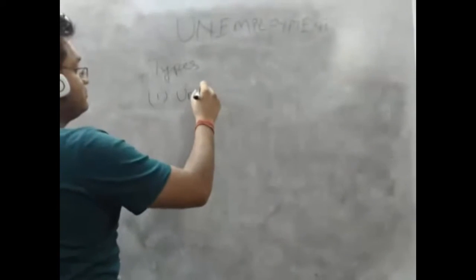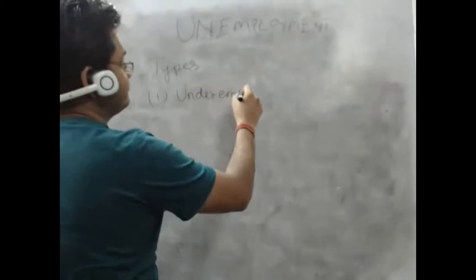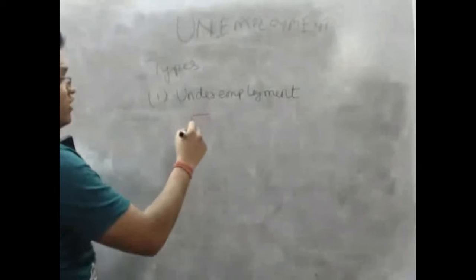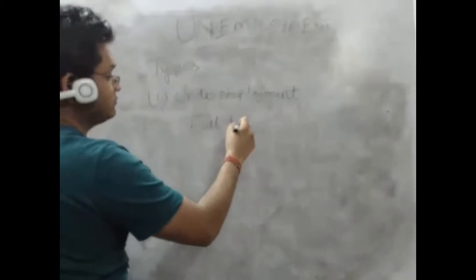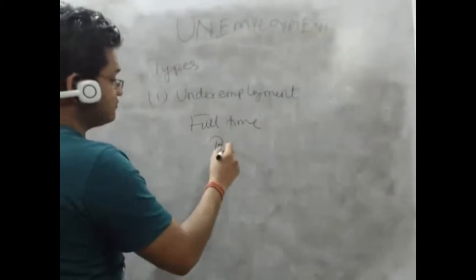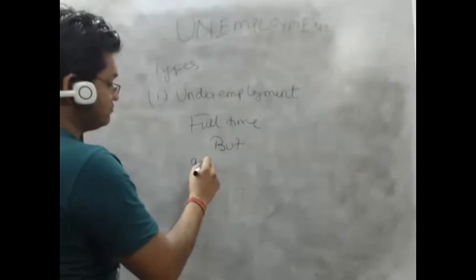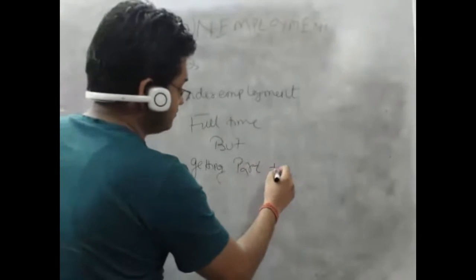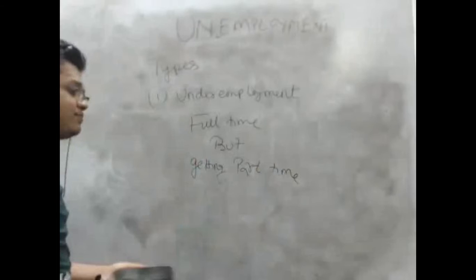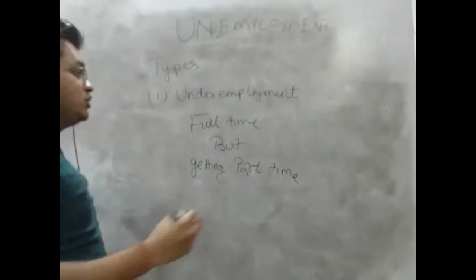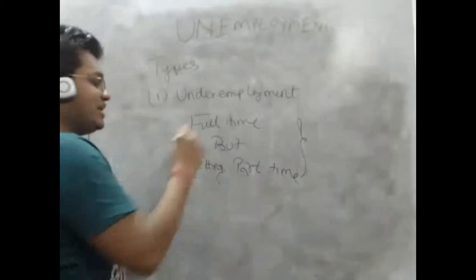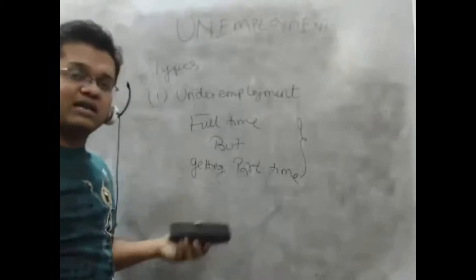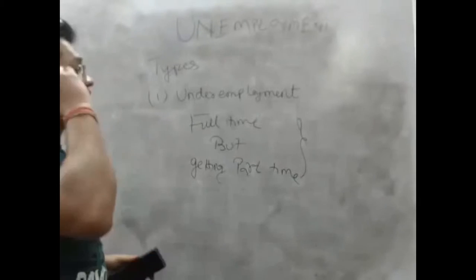Underemployment. When you are willing to work full time, okay, but getting a part-time job only. You are willing to work for full time, but you are getting only a part-time job. So this is called underemployment. Though you are willing to work for full time, you do not have a job for full time. You have a job only for part time. Okay. So then it is called underemployment.